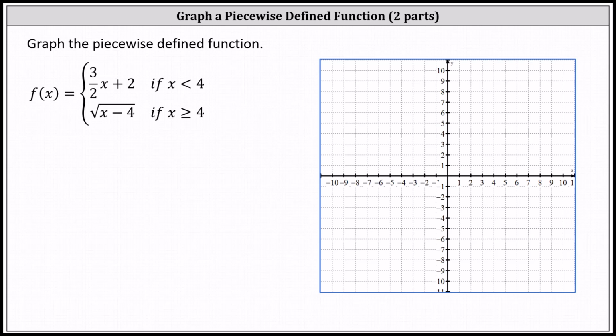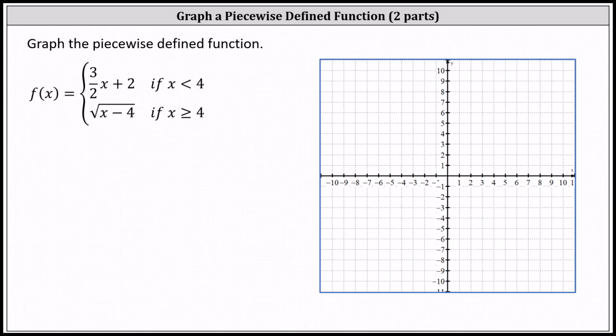We want to graph the given piecewise defined function. We are given f of x equals 3 halves x plus 2 if x is less than 4, and f of x equals the square root of the quantity x minus 4 if x is greater than or equal to 4. Let's begin by graphing the linear function f of x equals 3 halves x plus 2, but only when x is less than 4.